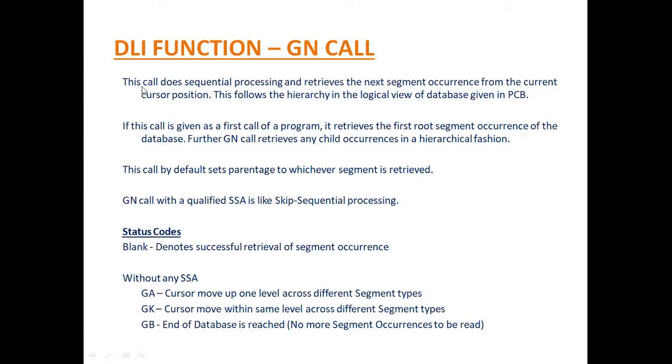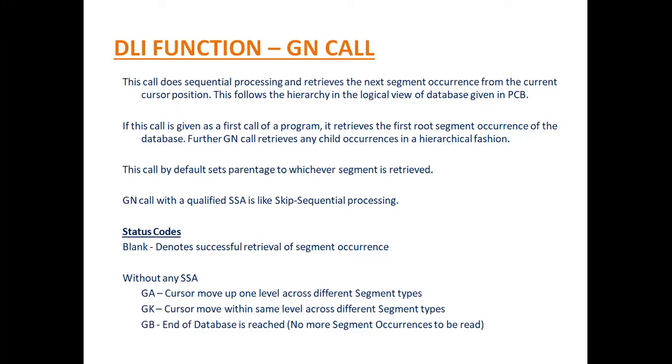So GET NEXT can be given with SSA or without SSA, it doesn't matter. SSA can be either qualified or unqualified. If you don't give SSA and you give GET NEXT, it just moves based on the hierarchical structure, like top down, left to right, and front to back. But if you give GET NEXT with SSA, SSA can be either qualified or unqualified.